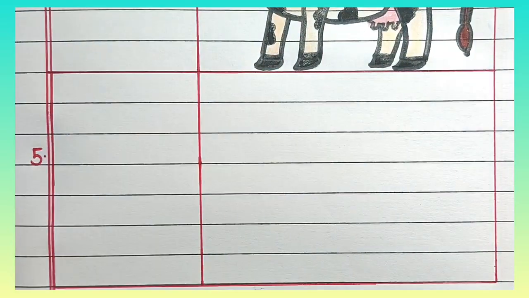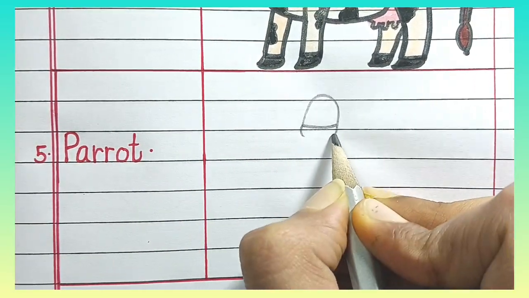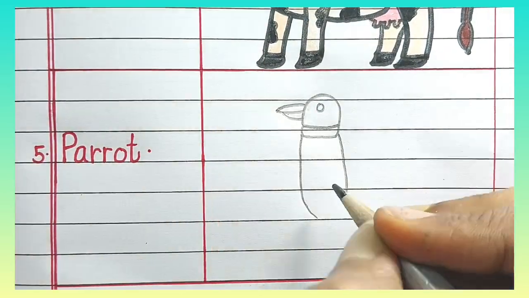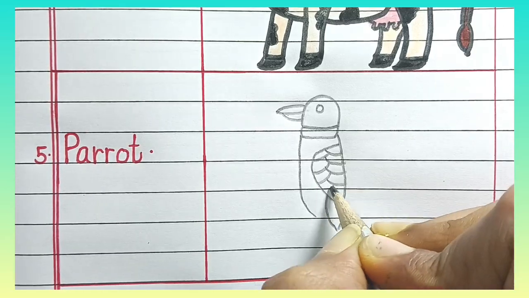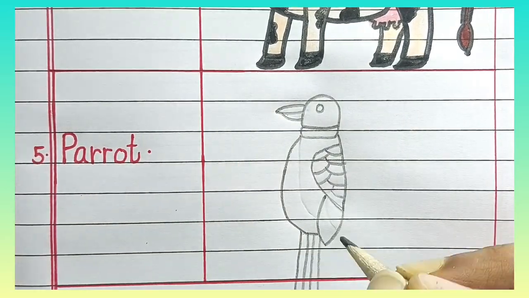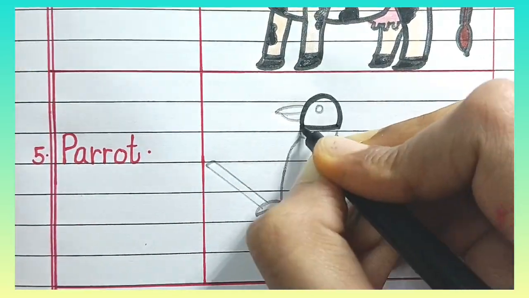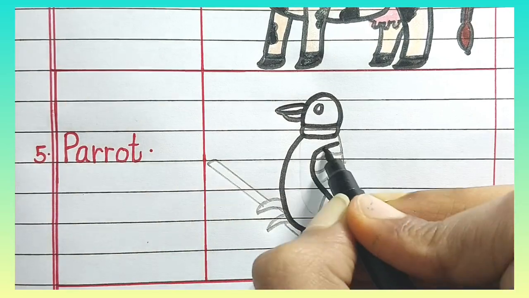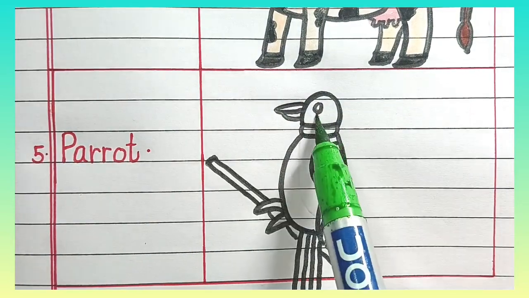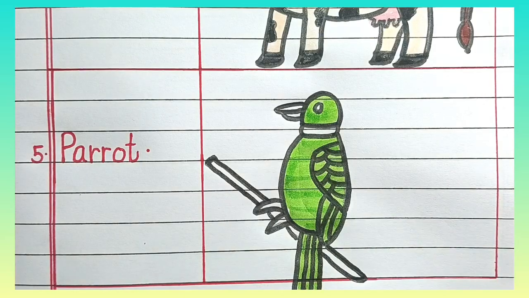Fifth line, parrot. Now I am going to make a drawing of a parrot. Now I am going to do black sketching to it. I am doing green color to the parrot.